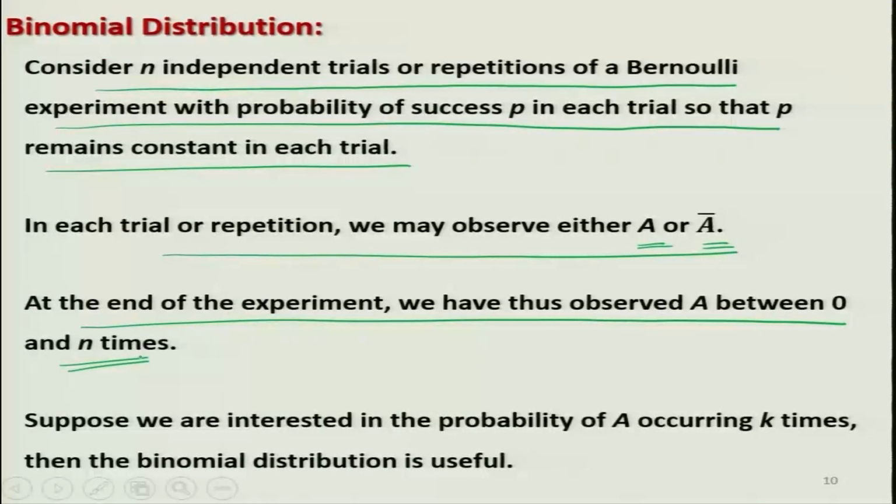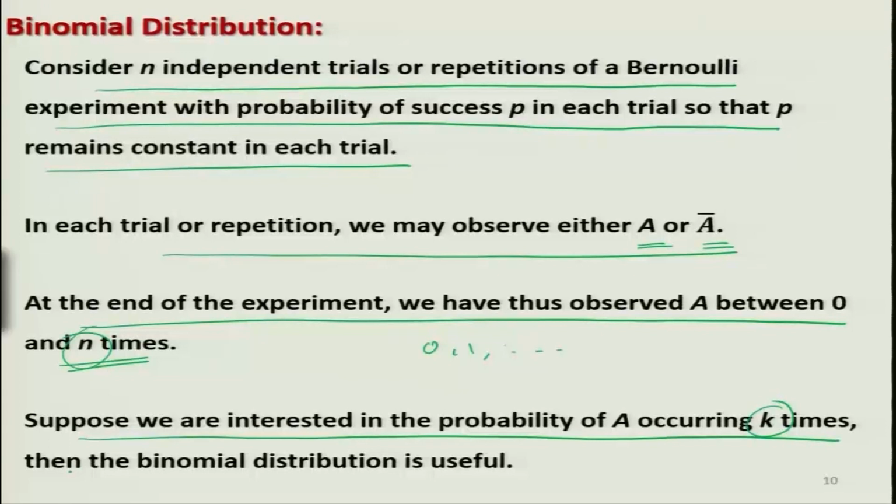So at the end of the experiment we have thus observed A between 0 and small n times, because every trial results in 0 or 1, and you are trying to repeat the experiment a small n number of times. So there will be something like 0, 1, 1, 1 and so on, but the maximum number of times 1 can occur in all the trials is when every trial has a 1. So this number is going to be small n. And suppose we are interested in the probability of A occurring k number of times, then in such cases the binomial distribution is used, right.